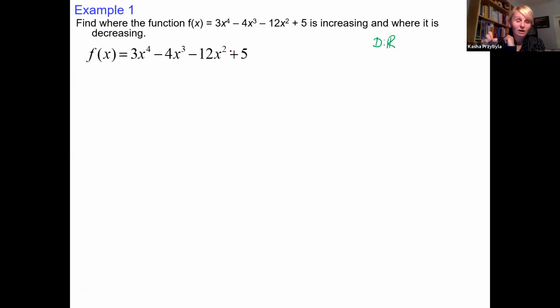We have to find the derivative. Okay? And then the derivative is positive for the increase, negative for the decrease.